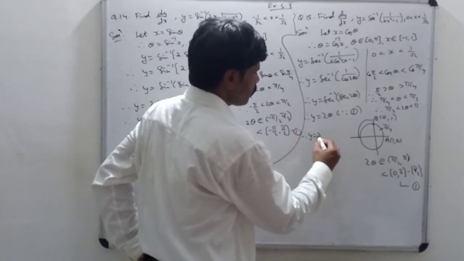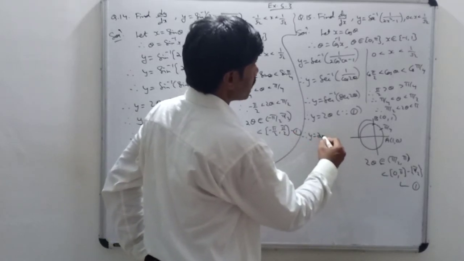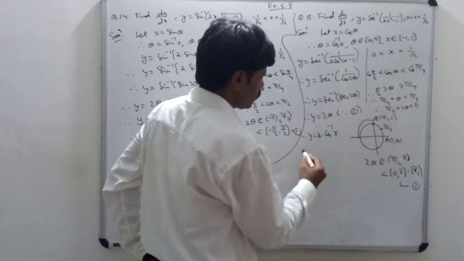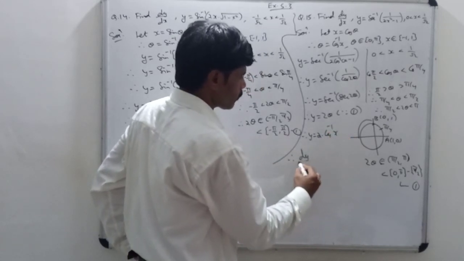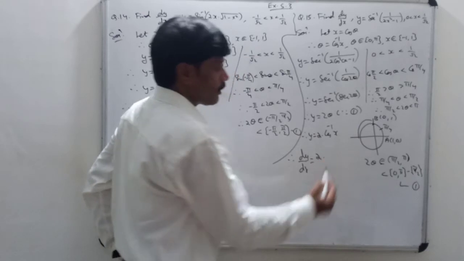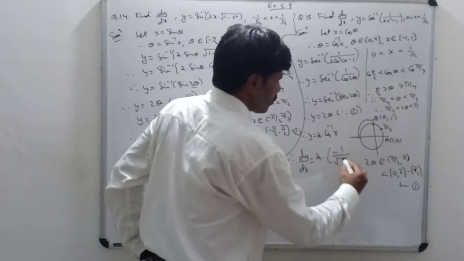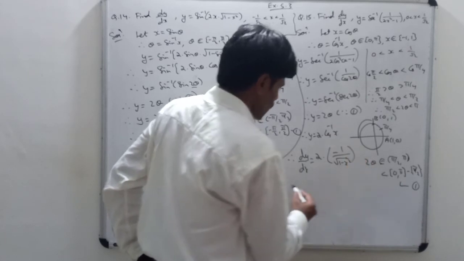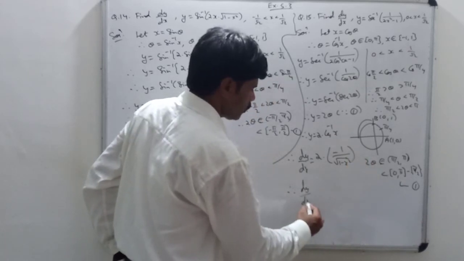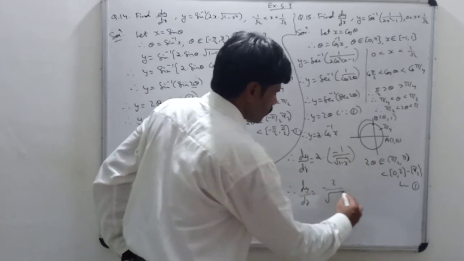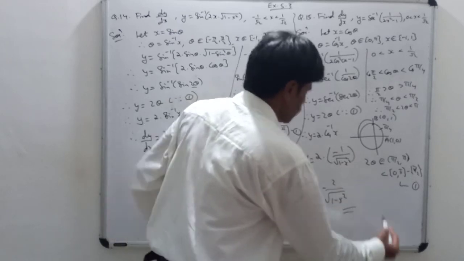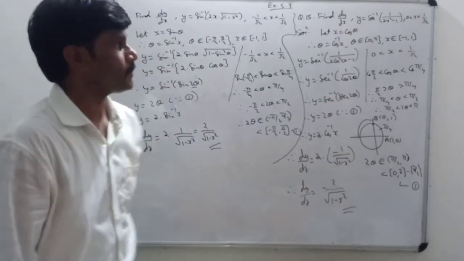So therefore y is equal to 2 into theta. What is theta? Cos inverse of x. So now differentiate. What is the derivative of y with respect to x, dy by dx? That is 2 outside. What is the derivative of cos inverse of x? Minus 1 upon root of 1 minus x square. So therefore dy by dx is equal to minus 2 upon root of 1 minus x square. This is dy by dx of this function under a condition.